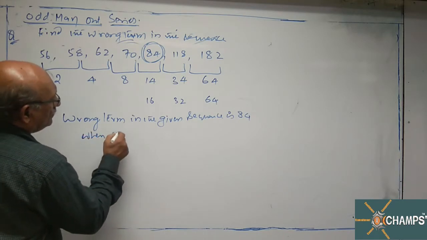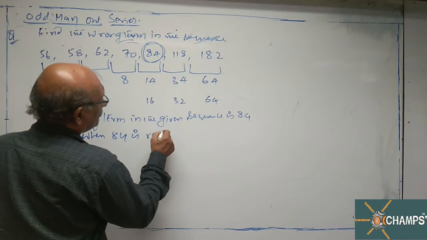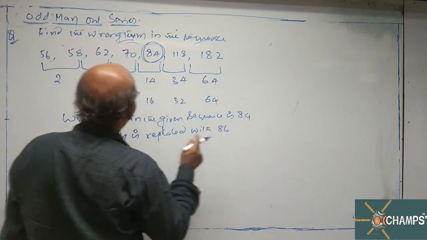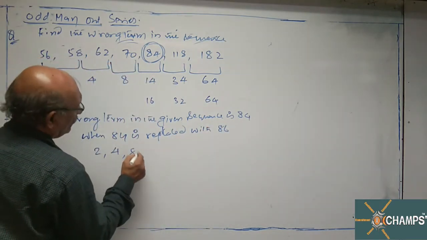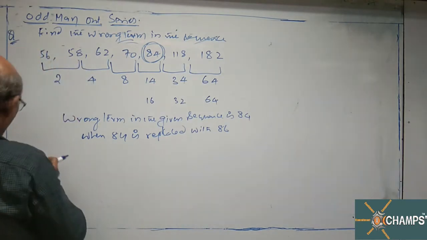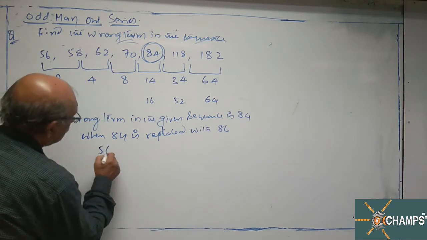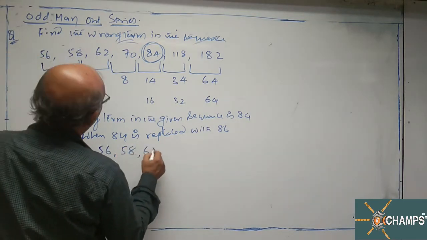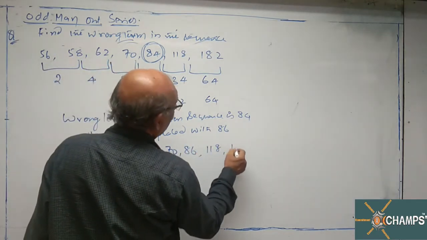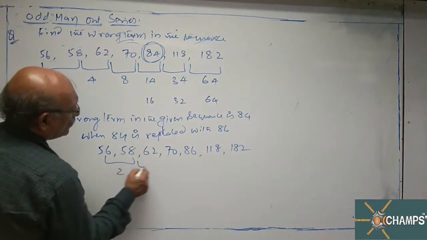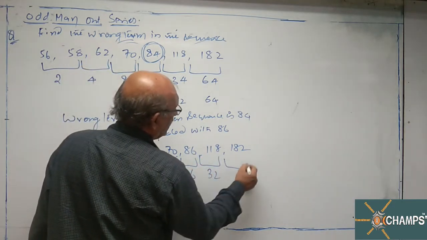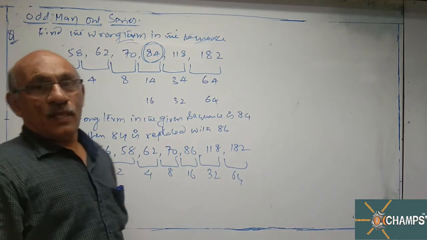When 84 is replaced with 86, then the sequence is 56, 58, 62, 70, 86, 118, 182. Now see the differences: this is 2, this is 4, this is 8, then it is 16, then it is 32, then it is 64.